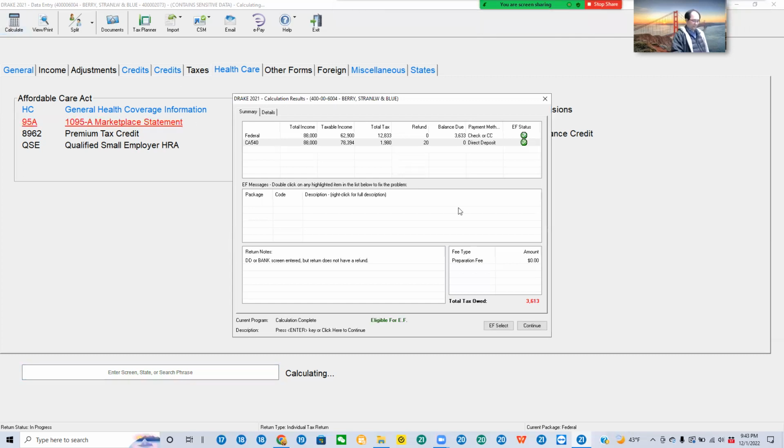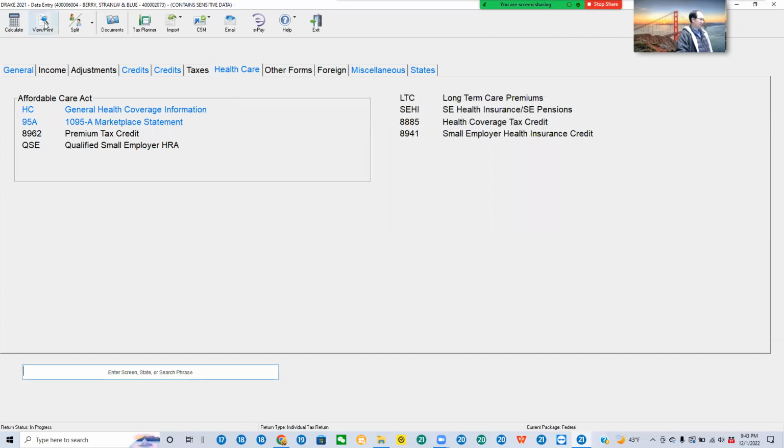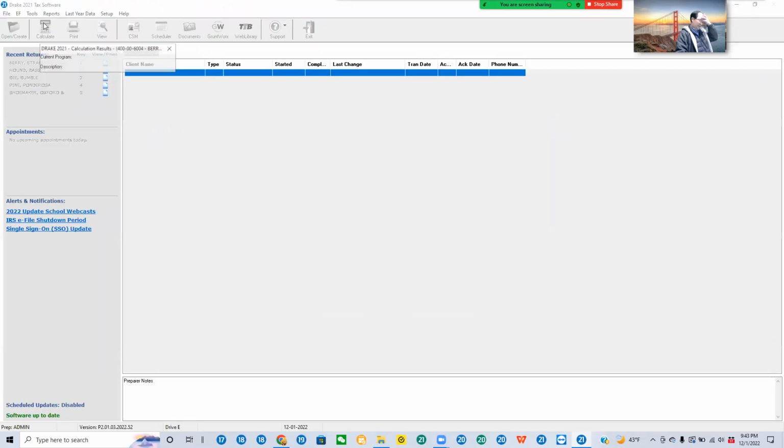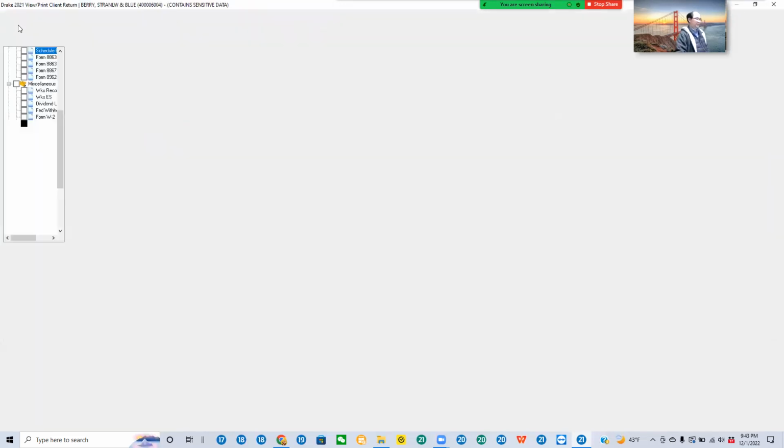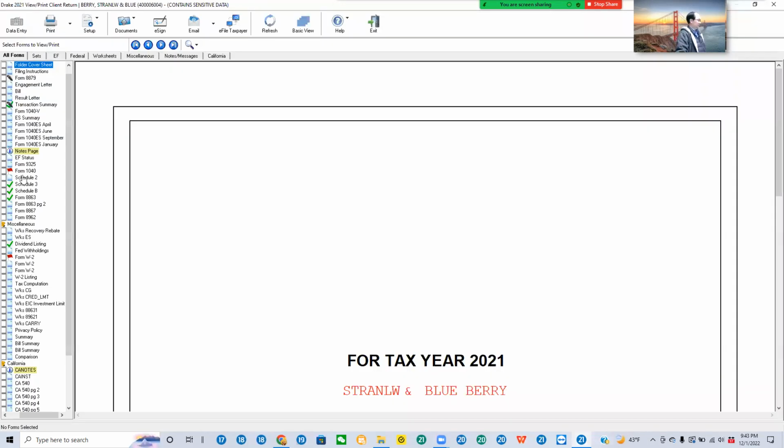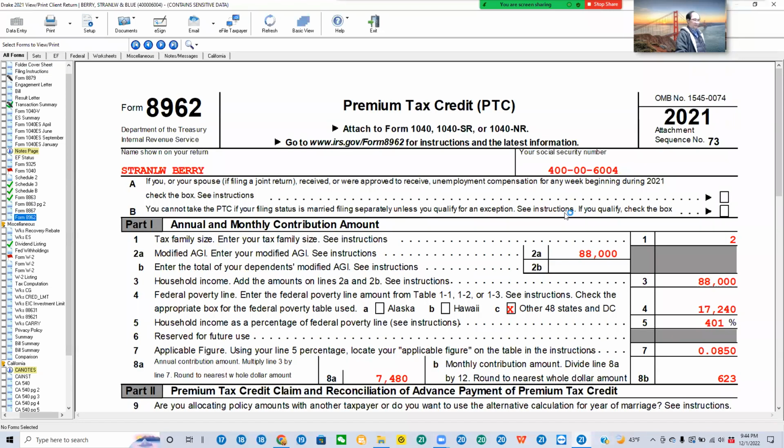So now there's tax due. You see, why is there a tax due? There was a refund, right? There was a refund originally. It's because they have this. Then now they're at 88,000.